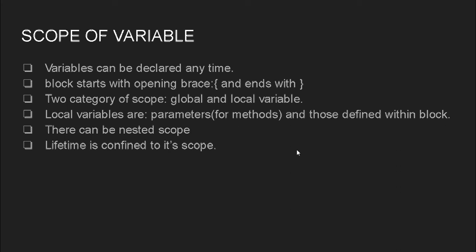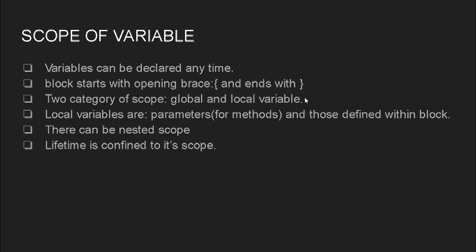In Java, unlike C, I think in C you cannot declare the variables underneath the first line or second line. So in Java, you can declare the variable at any time. You can assign the value at any time. So that is what I mentioned here. You can declare the variable at any time. Then second thing is, whenever you're talking about a block in Java, it is going to start with the opening brace and it is going to end with the closing brace.